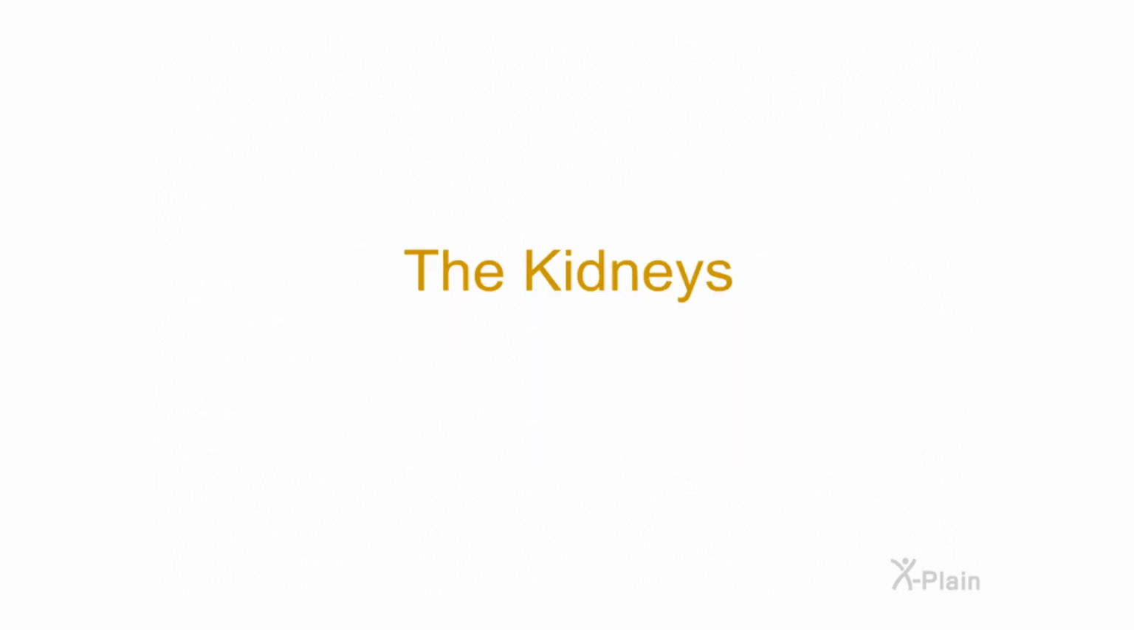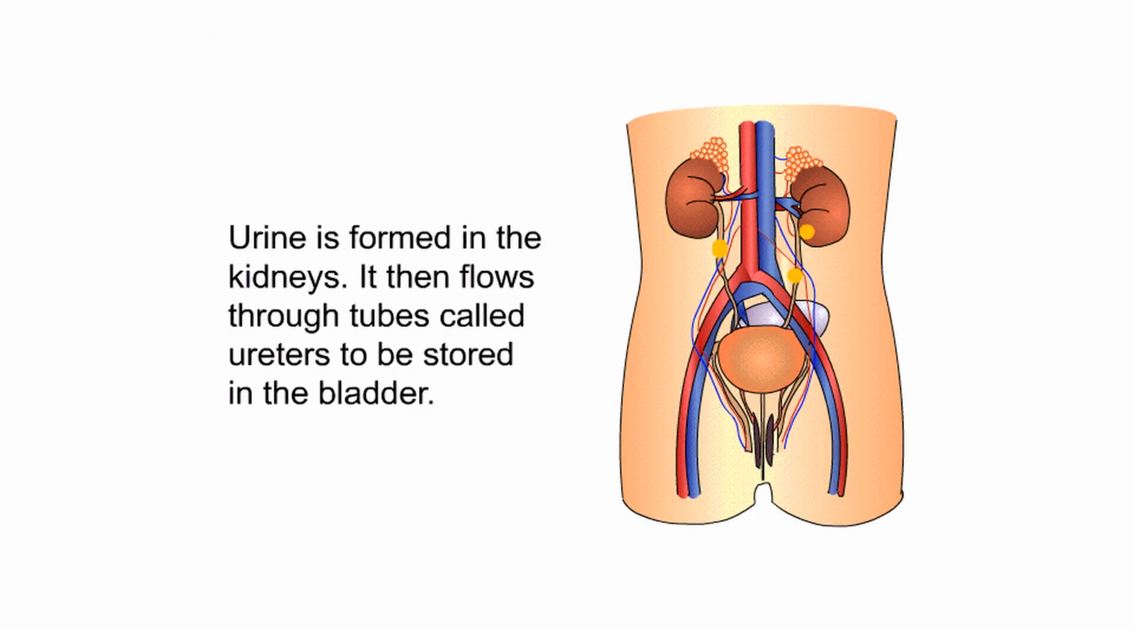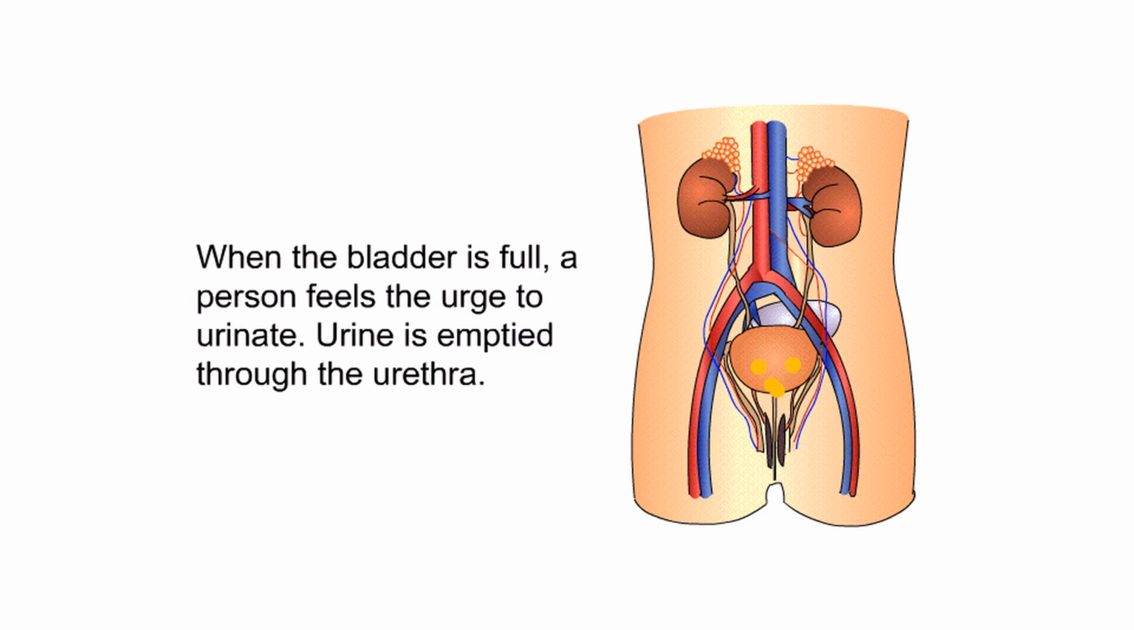The kidneys. The kidneys are organs located in the middle to lower back on both sides of the spine. We have two kidneys. Urine is formed in the kidneys. It then flows through tubes called ureters to be stored in the bladder. When the bladder is full, a person feels the urge to urinate. Urine is emptied through the urethra.